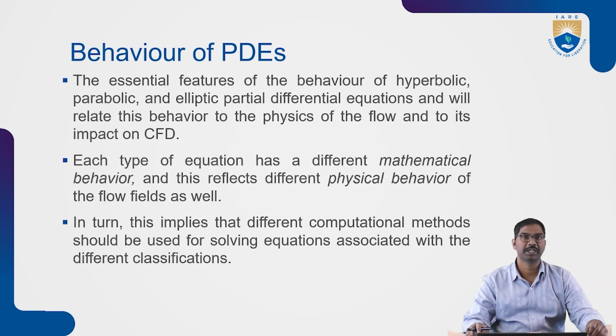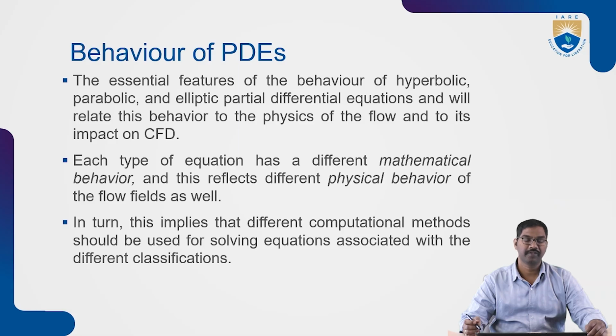Each type of equation has a different mathematical behavior, and this reflects the different physical behavior of the flow fields as well. For example, we have the elliptic behavior, where we have seen examples like incompressible subsonic flows. If we consider the hyperbolic form, they are considered as supersonic flows. So, based upon the mathematical behavior, whether it is elliptic, parabolic, or hyperbolic, the physical behavior of the flow fields can also be understood.